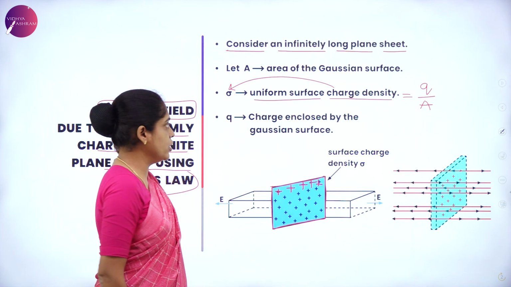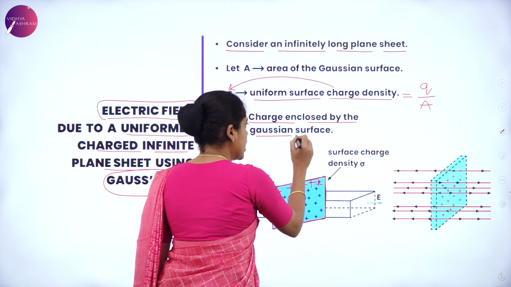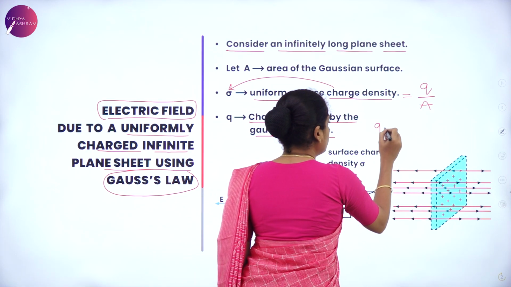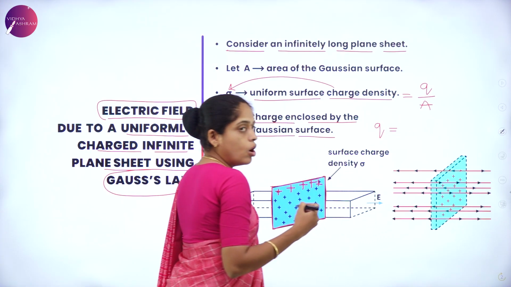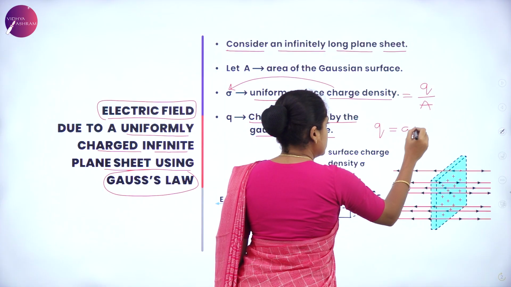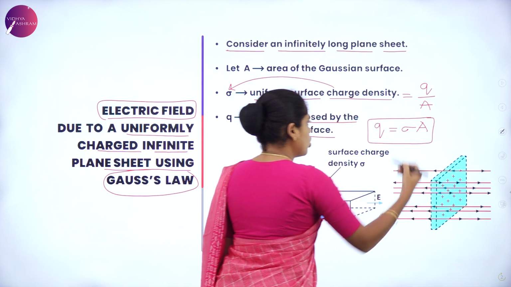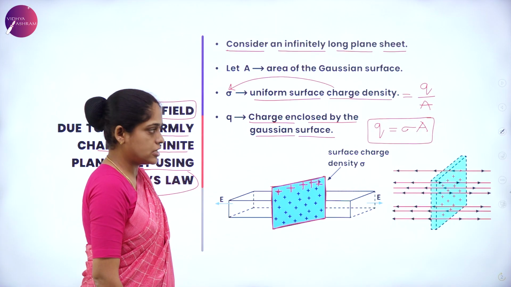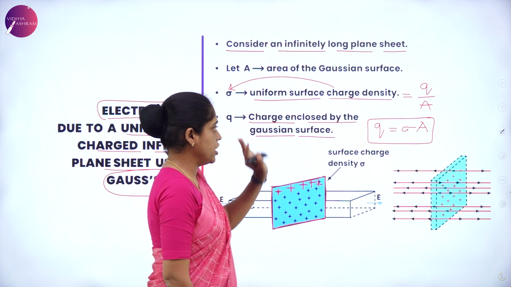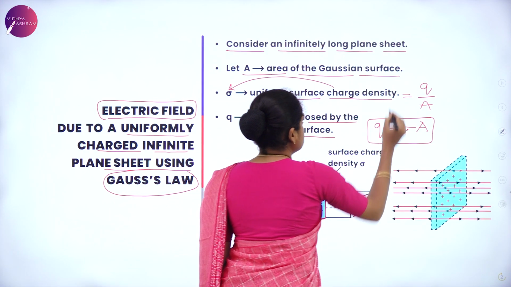So, what is Q here? Q is the charge enclosed by the Gaussian surface. The charge enclosed by the Gaussian surface is sigma A, where sigma is the surface charge density and A is the area of the Gaussian surface.